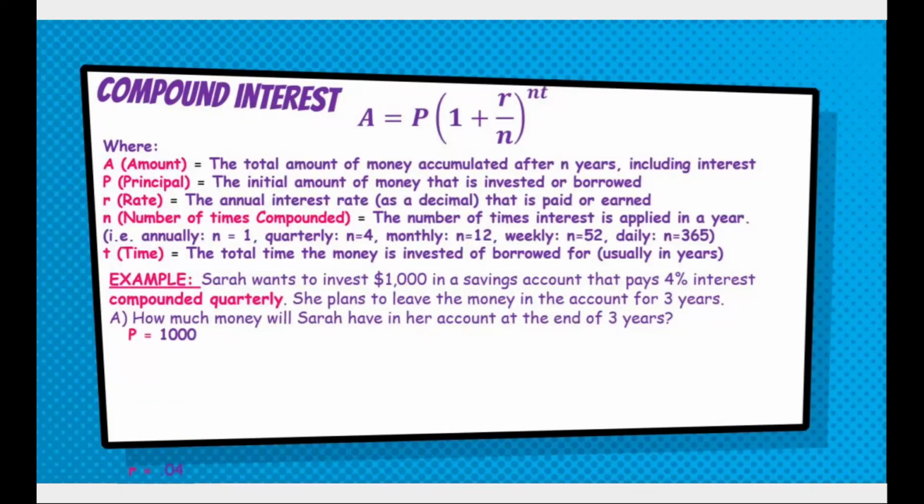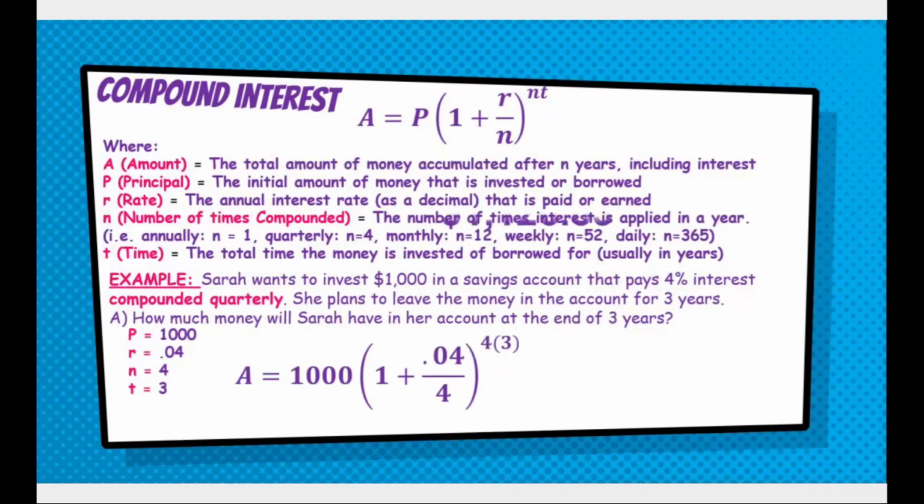So part A, her initial amount that she puts in is $1,000. The interest rate's 4%. As a decimal, that would be 0.04. Compounded quarterly, there's 4 quarters in a year, just like there's 4 seasons in a year. And then this is after 3 years. So if I plug all that into my calculator and hit enter, I get $1,126.83.